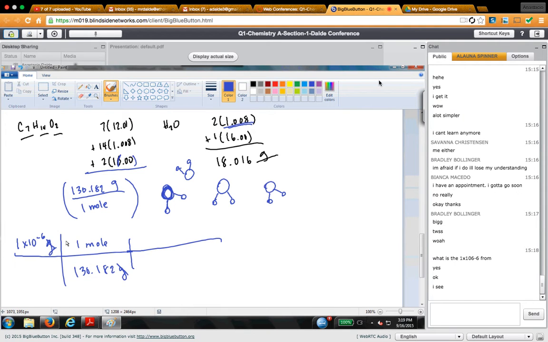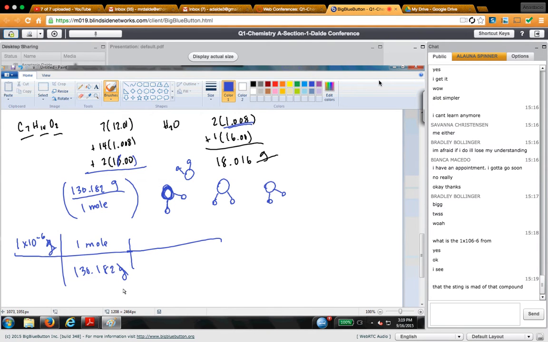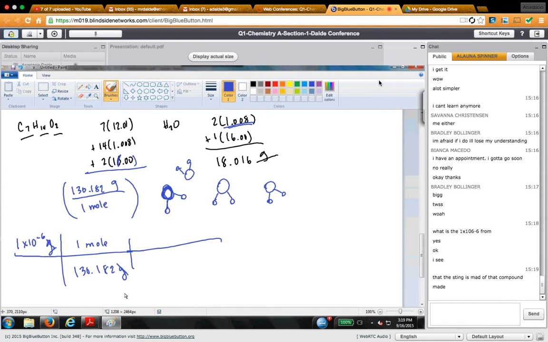So, this is how many moles I have, but that's not how many atoms I am dealing with. There's another conversion I need to do. How many atoms are in 1 mole of this stuff? I'll tell you: 6.022 times 10 to the 23rd atoms. Where do you get 6.022 from?